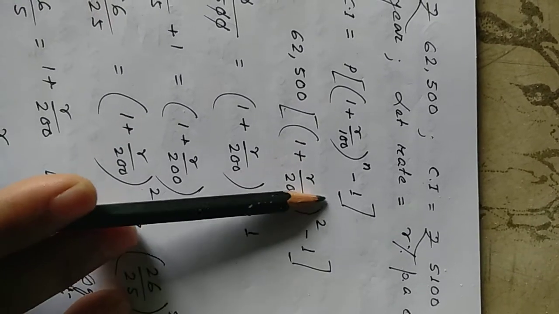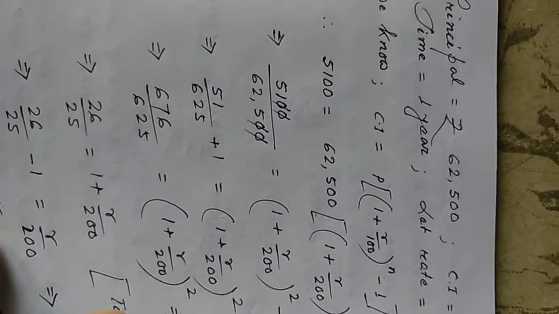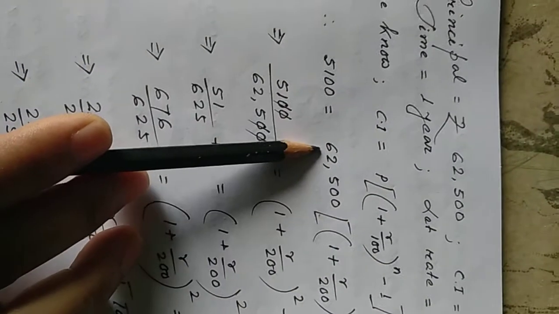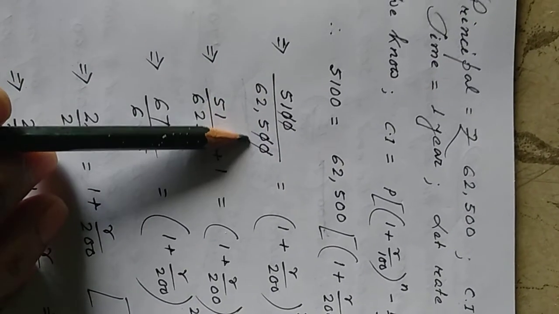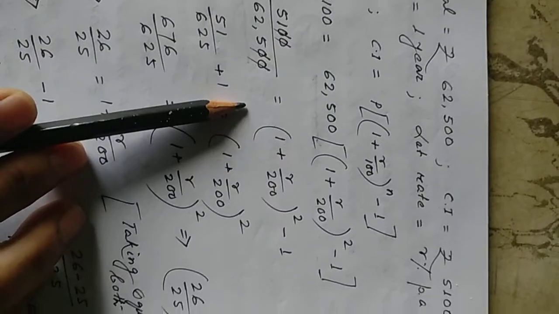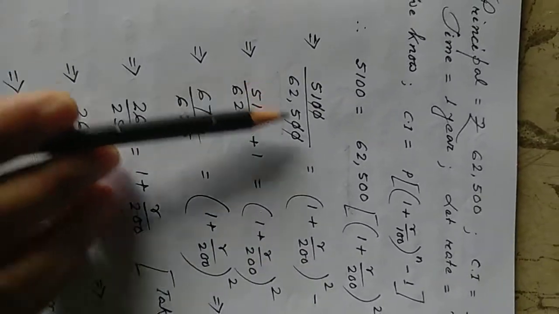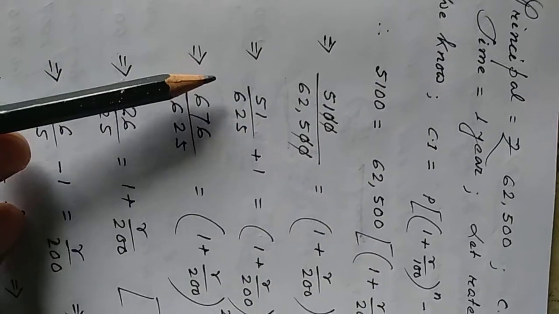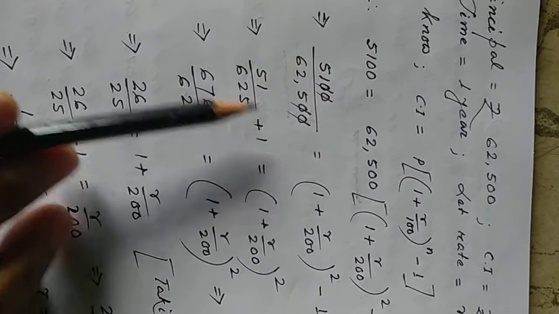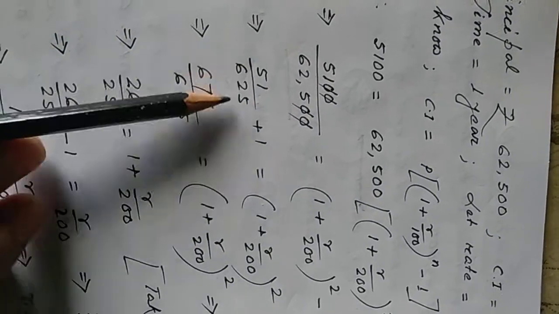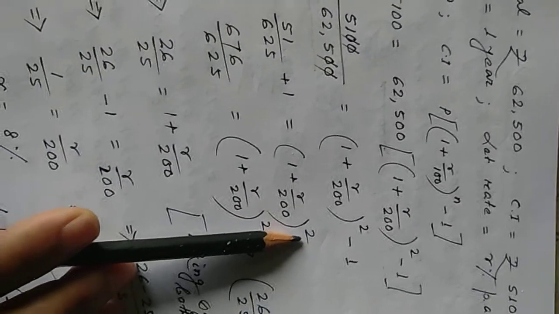and for 1 year there will be 2 terms, so I write power 2 and then minus 1, and then I write this 62,500 here, 5,100 by 62,500 equal to 1 plus r by 200 whole square minus 1. Reducing this becomes 51 by 625, and transferring this minus 1 this side, this becomes 51 by 625 plus 1 equal to 1 plus r by 200 whole square.